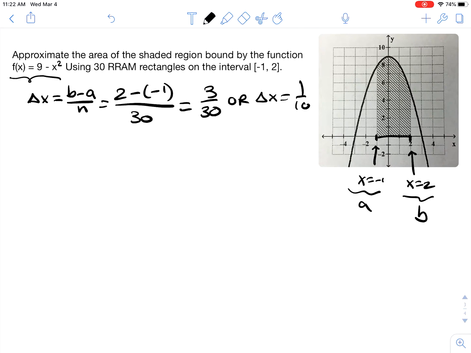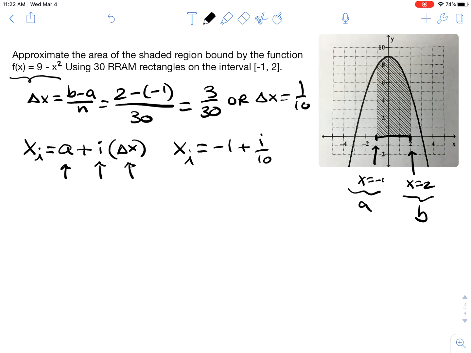Now we want a generating function for the x values. We call that generating function xi. And for a right rectangle approximation method, we use a plus i times delta x. This is the left endpoint. This is the number rectangle we're on, i, the ith iteration. And this is our delta x, which is 1/10. So xi is equal to -1 plus i over 10. And I'm just going to rearrange it as i over 10 minus 1.